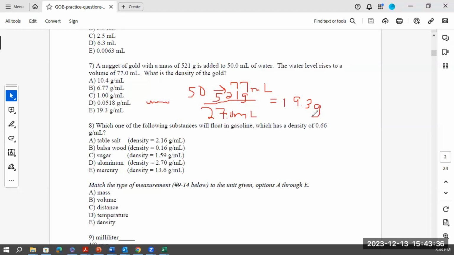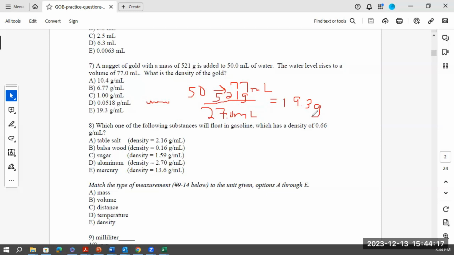So, which of the following substances will float in gasoline, which has a density of 0.66 grams per milliliter? A, table salt. B, balsa wood. C, sugar. D, aluminum. And E, mercury. Think about it. What floats? They all float down here or something like that, right?